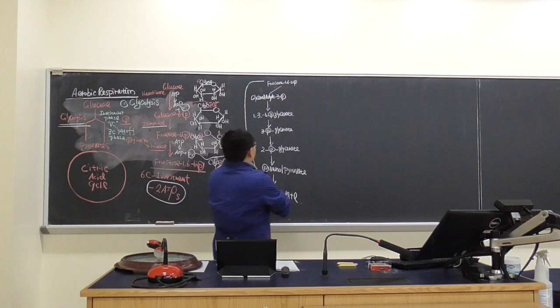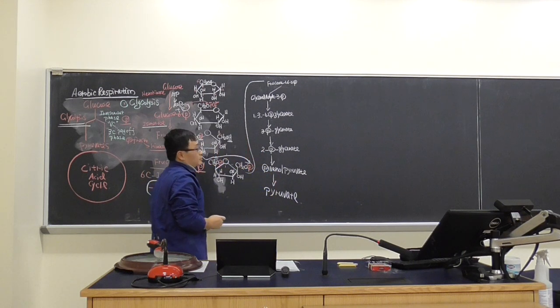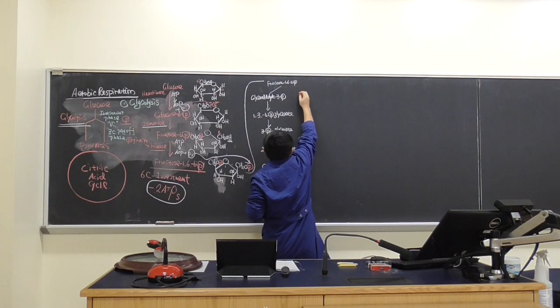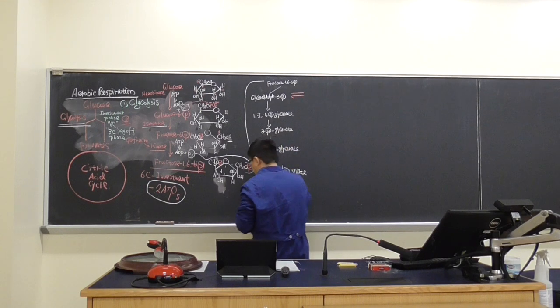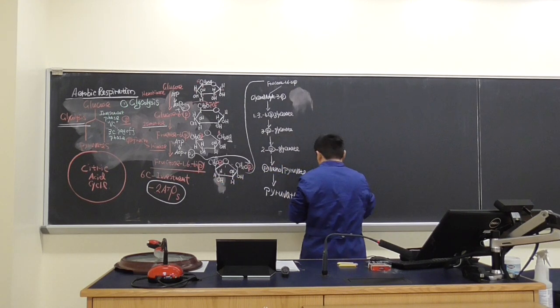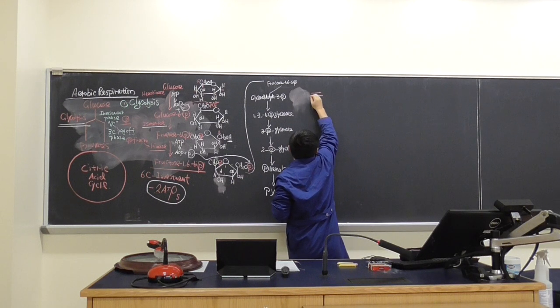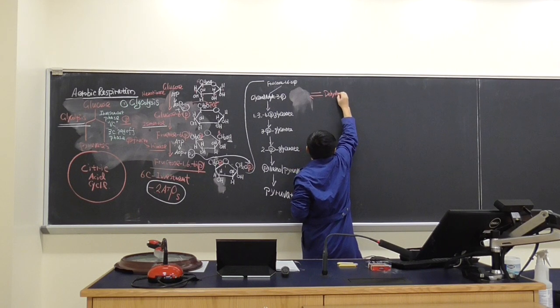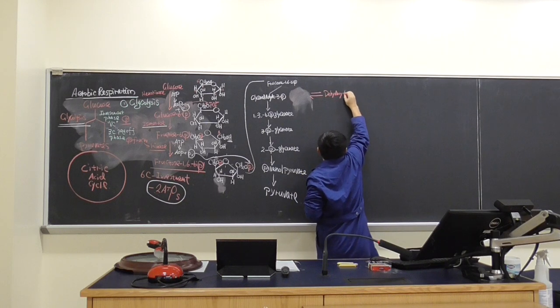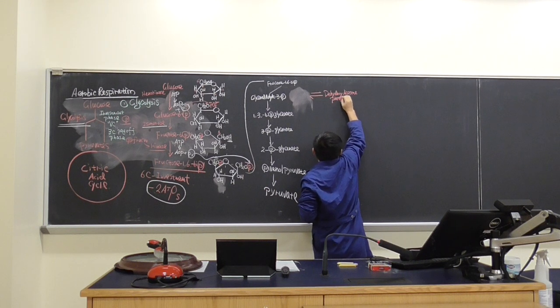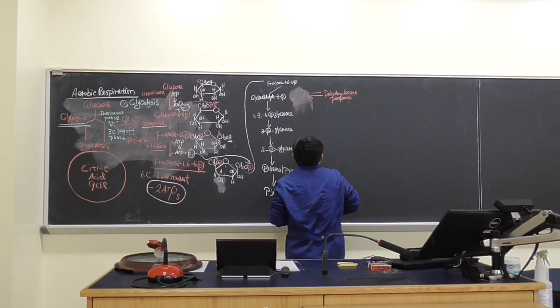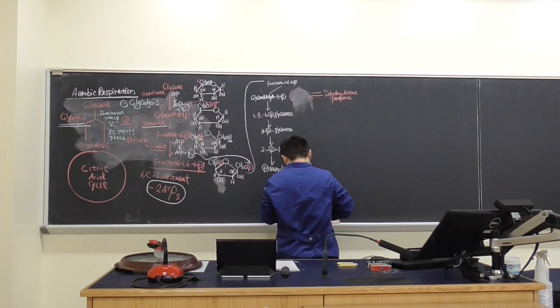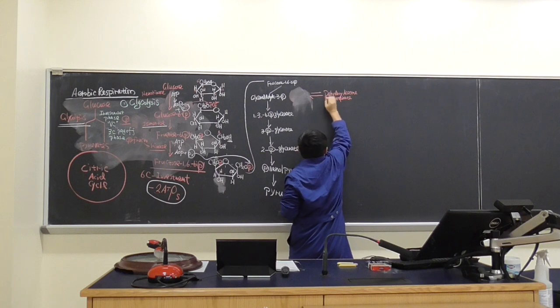Now, don't forget, sometimes the glyceraldehyde 3-phosphate has a transition step. Okay, that transition step I usually draw like here. There is a transition step. It is called dihydroxyacetone phosphate.